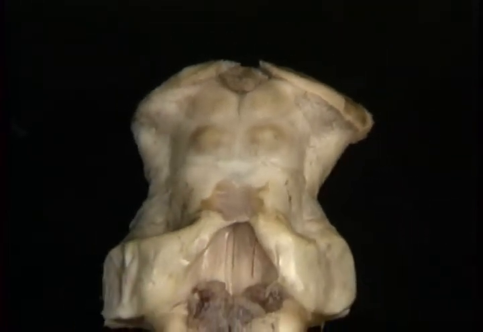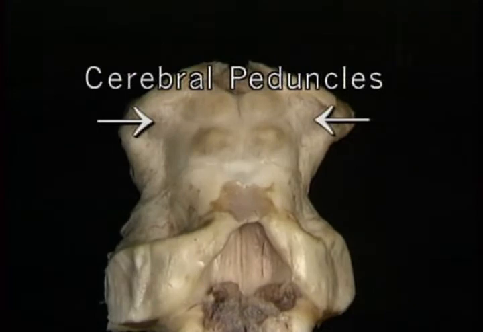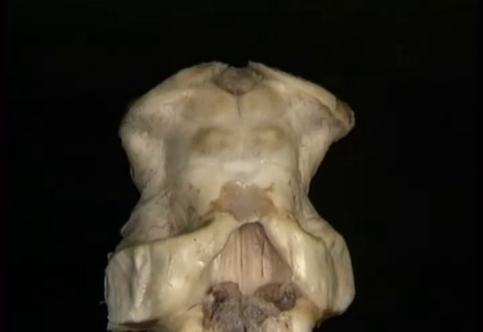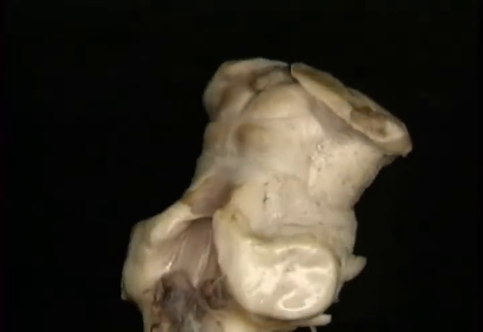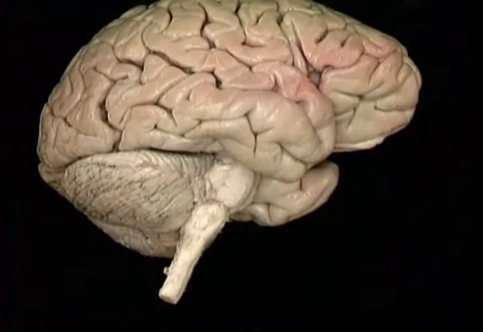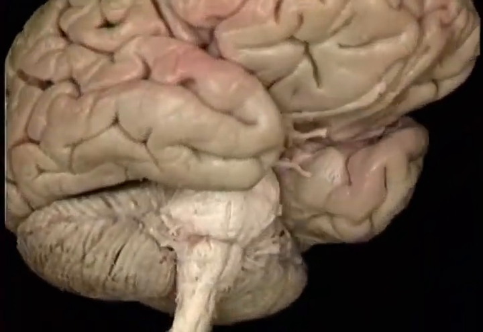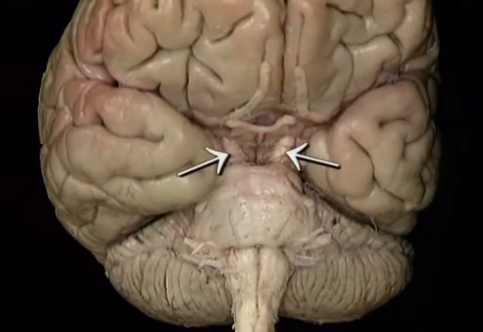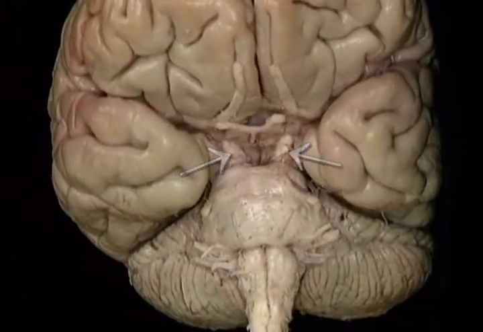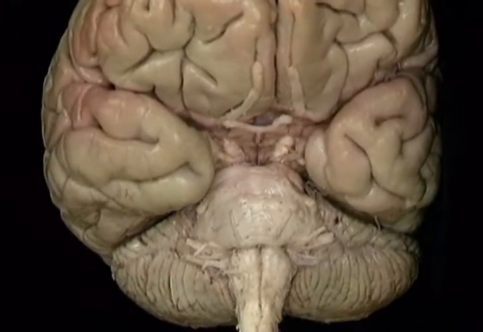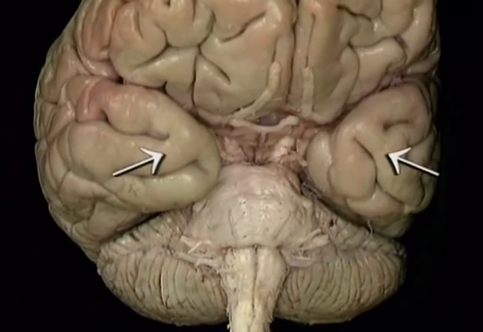The midbrain spreads out into these two massive columns, the cerebral peduncles, which connect the brainstem to the cerebrum. Here are the cerebral peduncles in the intact brain. They're largely hidden by the lower parts of the cerebral hemispheres, the temporal lobes.